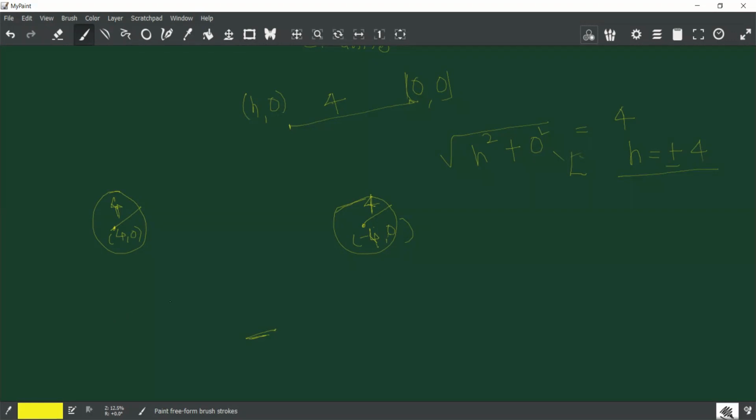Okay, let me complete this. x minus 4 the whole square plus y minus 0 the whole square is equal to 4 square. Somebody got a wrong answer. Somebody wrote 8. Who's that?